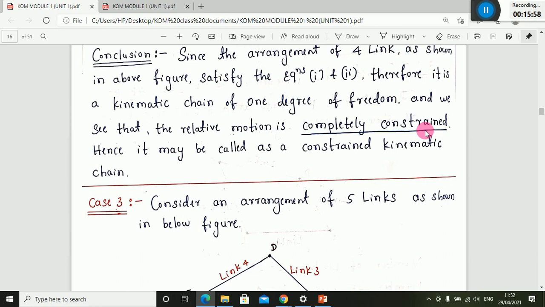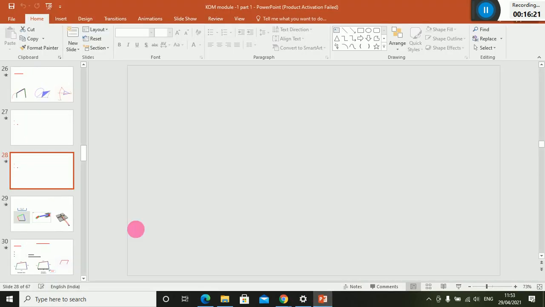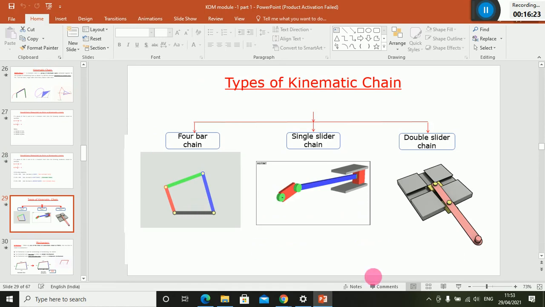Also, you have seen the wipers on the front glasses of cars. Try to imagine the motion of the wiper. Always it will be in a certain path. It will not deviate from its path. It means completely restricted or constrained. If you want the animation of the 4-bar chain, you can see this one.